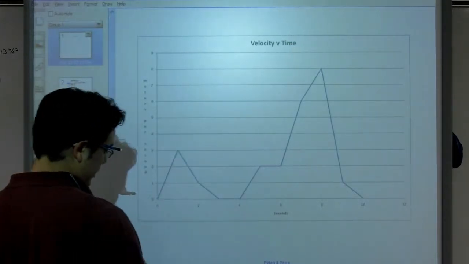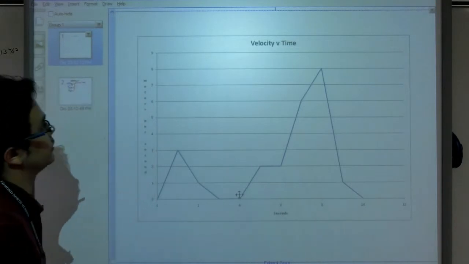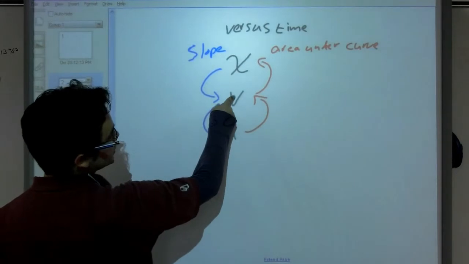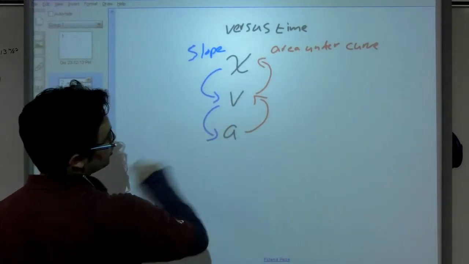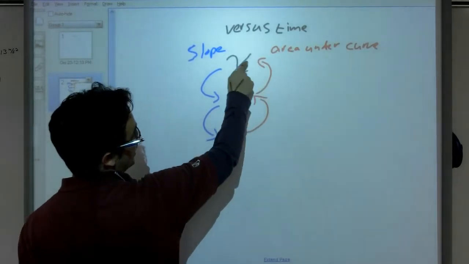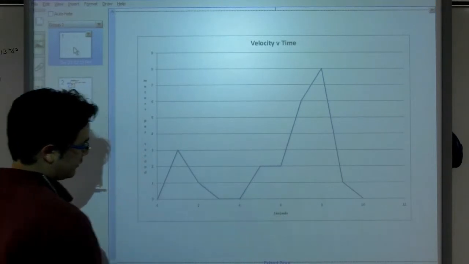Okay, so now that we've looked at the slope, let's take a look at the other thing that we can find from our velocity versus time graph. We took a look at velocity versus time, we looked at the slope, and we found our acceleration. From velocity versus time, we can also look at the area under the curve and find our x, our displacement. Okay, so let's start off at the very beginning.